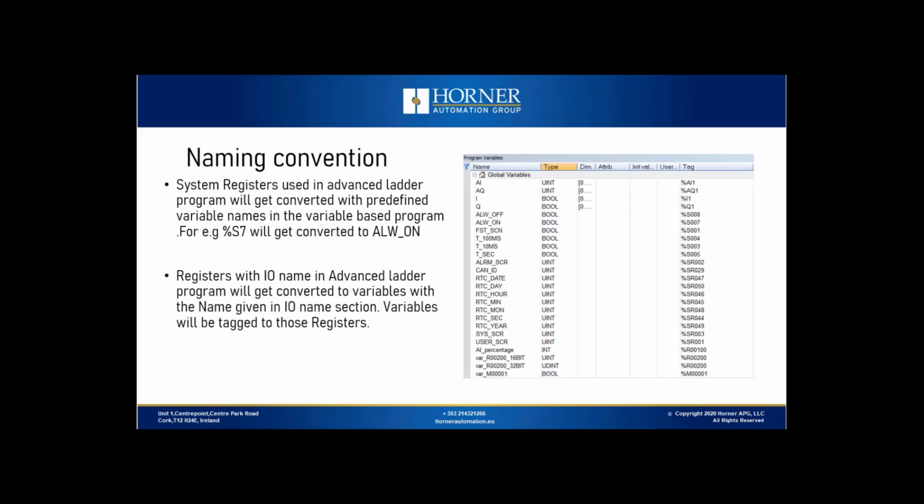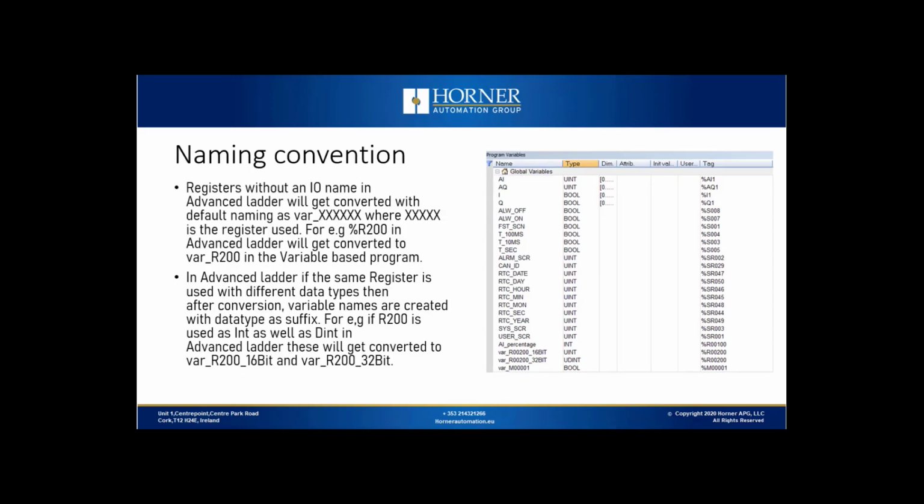System registers used in advanced ladder programming will get converted with predefined variable names in the variable-based program. For example, %S7 will get converted to ALW_ON. Registers with IO names in advanced ladder programs will get converted to variables with the name given in the IO name section. These variables will be tagged to those registers.